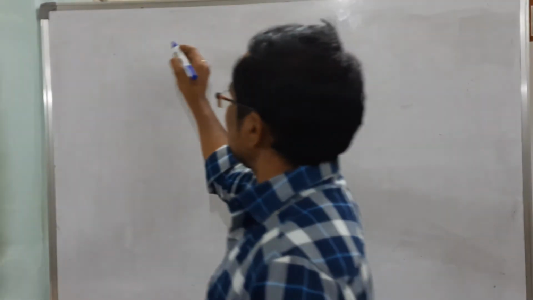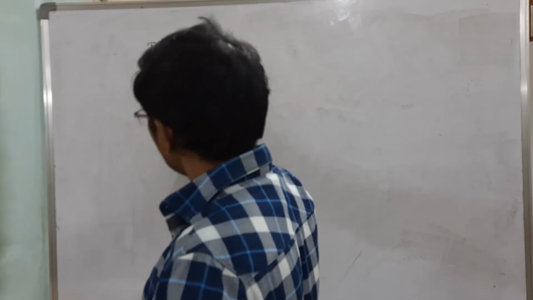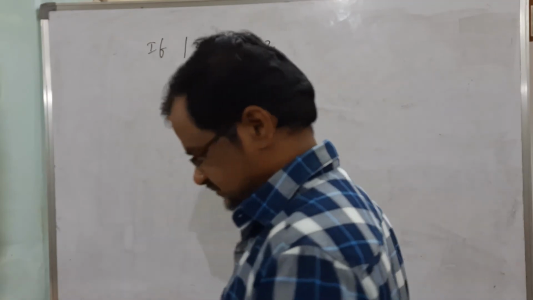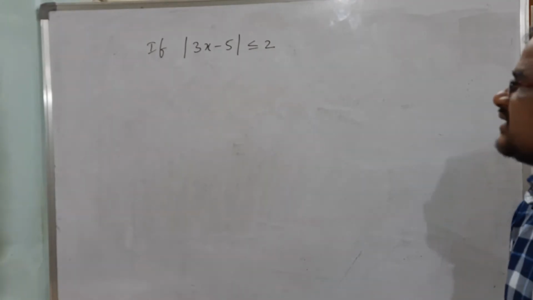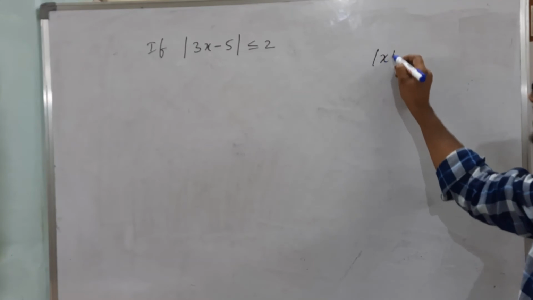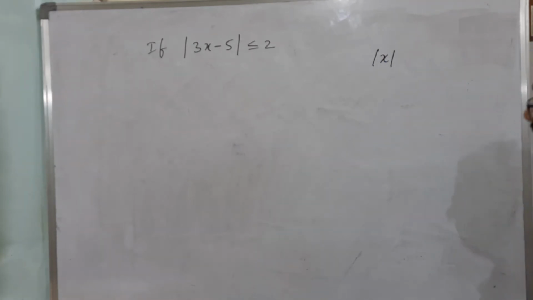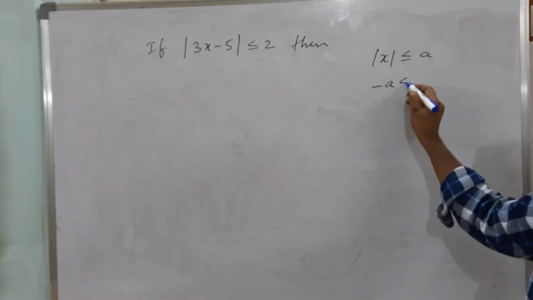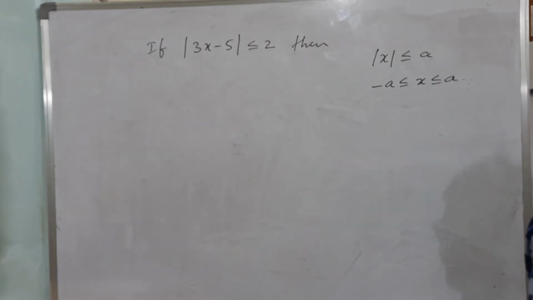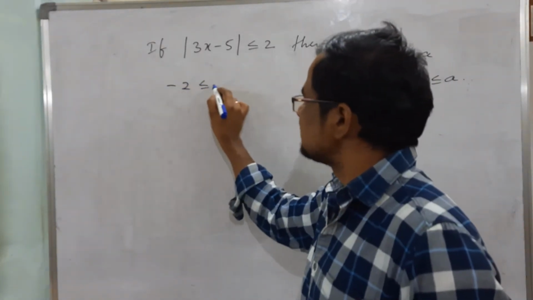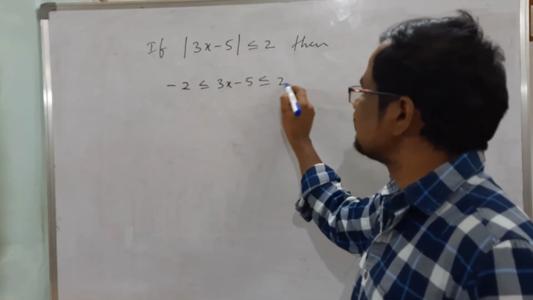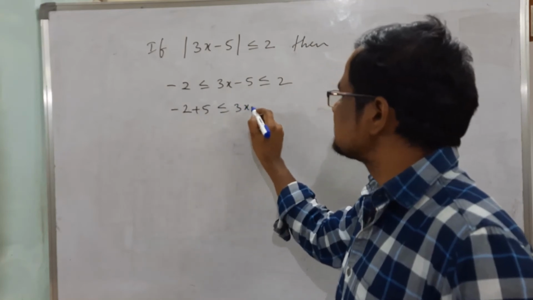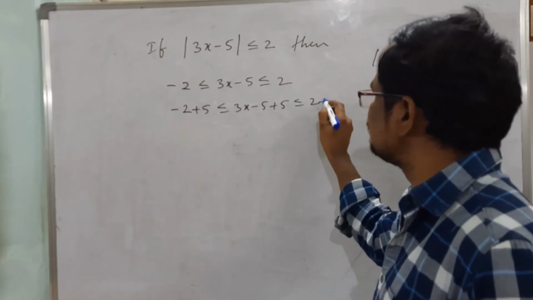Here they gave one more problem. If modulus of 3x minus 5 less than or equal to 2, here also 4 options they gave. So by which result we have to solve this inequality? Mod x less than or equal to a means minus a less than or equal to x less than or equal to a. By that one, how to write: minus 2 less than or equal to 3x minus 5 less than or equal to 2. So here minus 2 plus 5 less than or equal to 3x minus 5 plus 5 less than or equal to 2 plus 5.